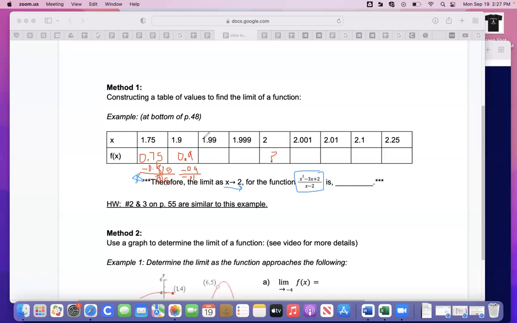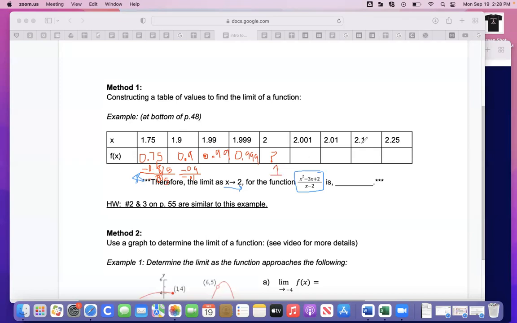So as we get closer, now if I plug in 1.99 squared minus 3 times 1.99 plus 2 divided by 1.99 minus 2, I will get 0.99. And then when I plug in this one, I'm getting even closer, 0.999. Okay, so the question is, as my x values are approaching 2, what are my y values approaching? So you should see they're getting closer and closer and closer to the number 1.